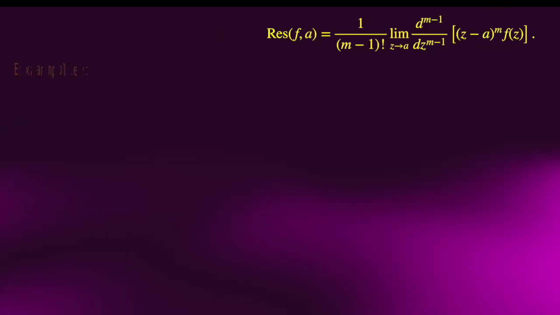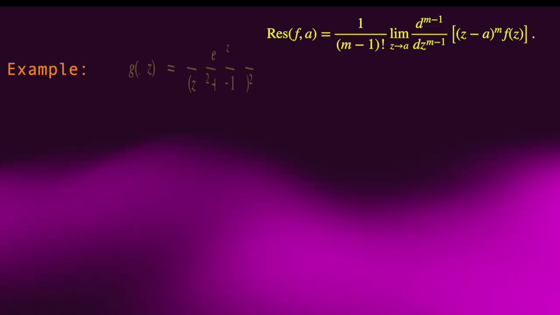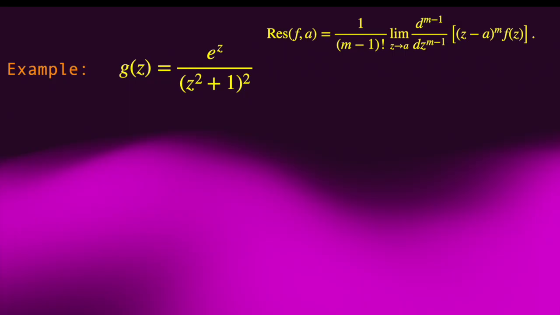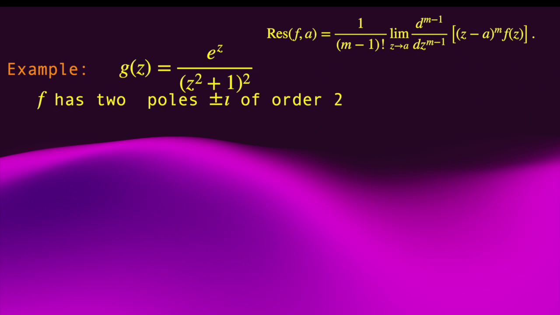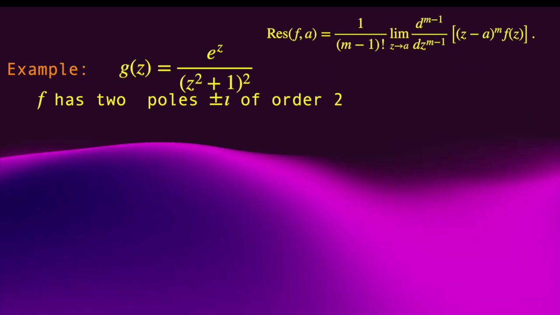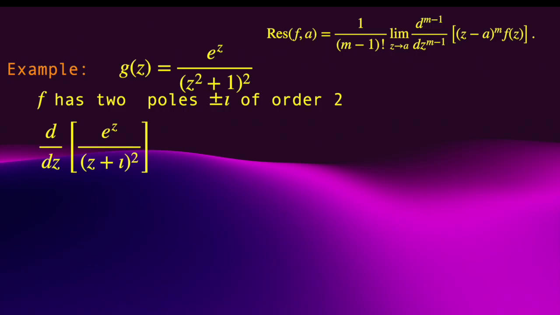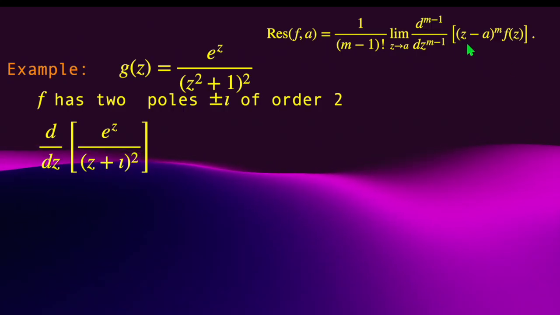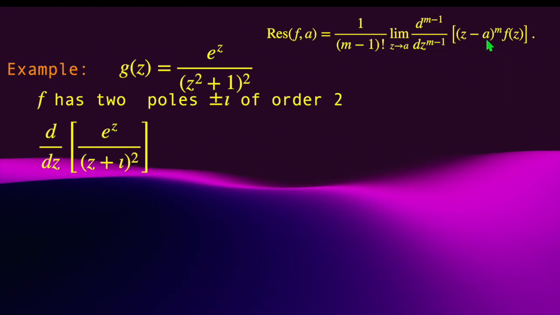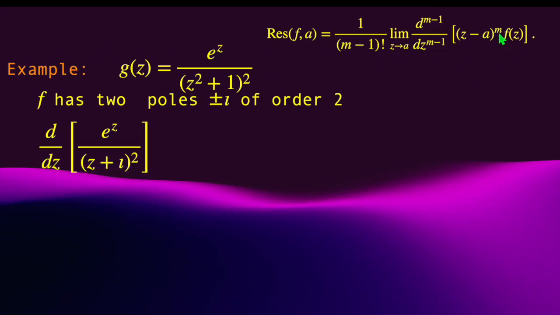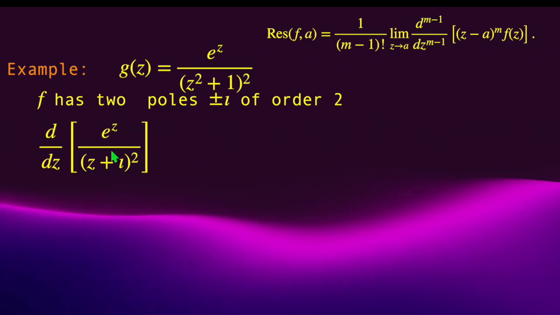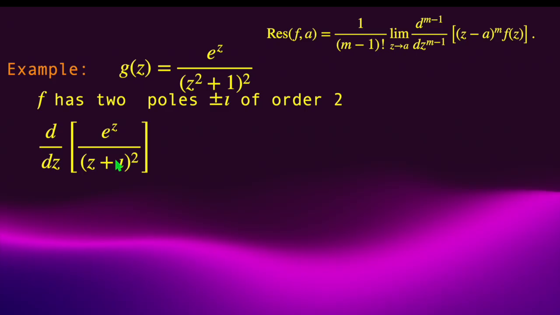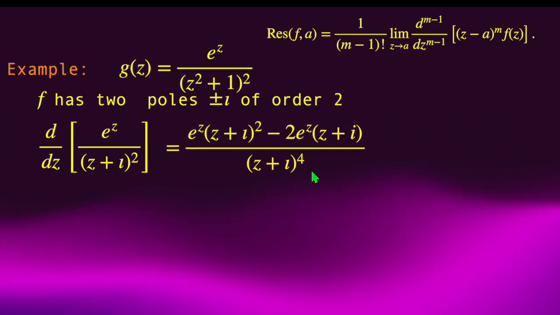And in the case where the order is bigger than 1, we take this example. So here we have two poles of order 2, i and minus i, and of course we need to compute the derivative of (z minus a)^2 f(z), and so for i, we need to compute this derivative, so we compute it as a classical derivative.